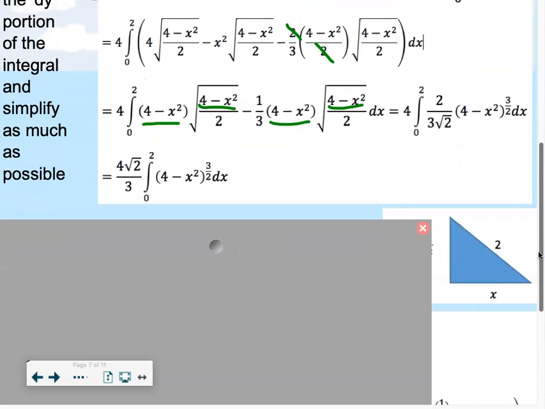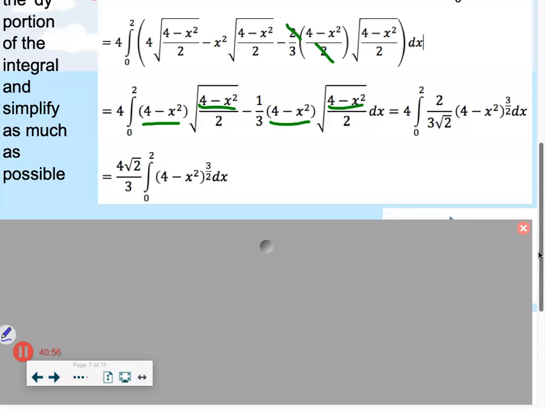And I probably have a picture. I do. I'm just going to redraw it so that I don't give too much away too early. All right. This we don't care about. It's just a coefficient. This is what we're looking at right here: this 4 minus x squared to the 3 halves. So we want to label the sides of the triangle. So let's see. This is going to be 2. I could put the x here or here. I'm going to put the x here.